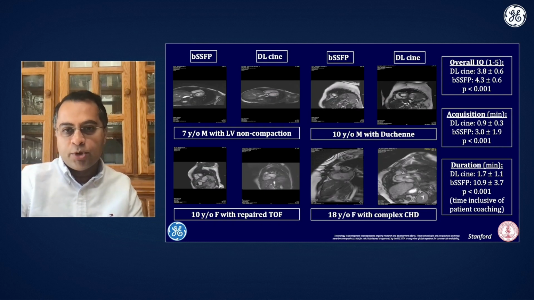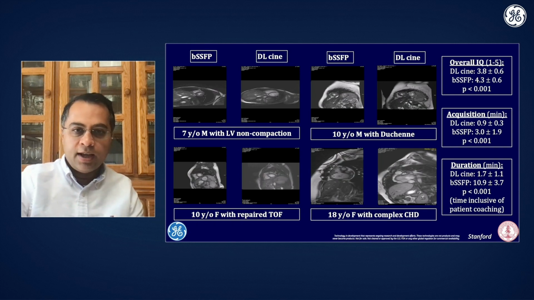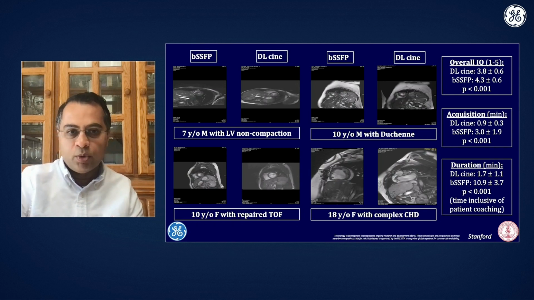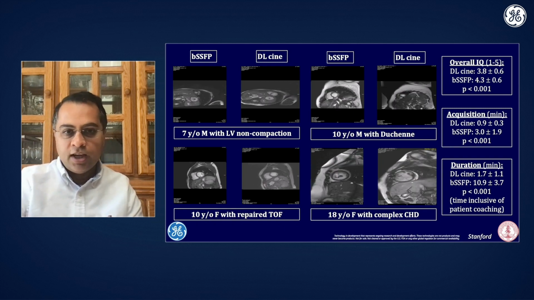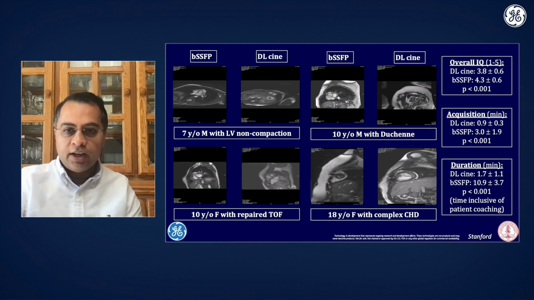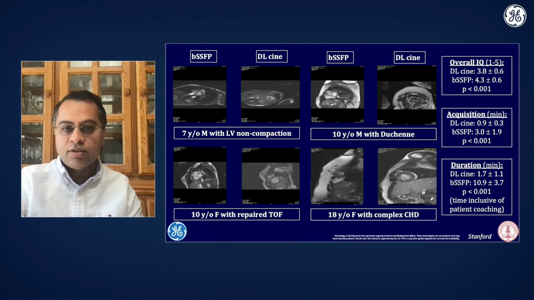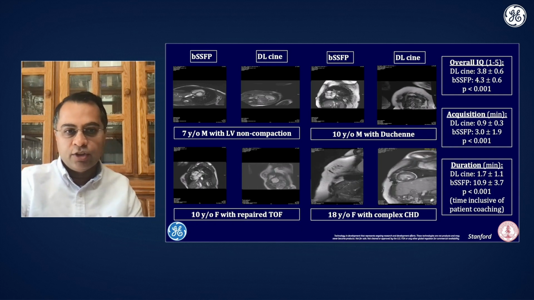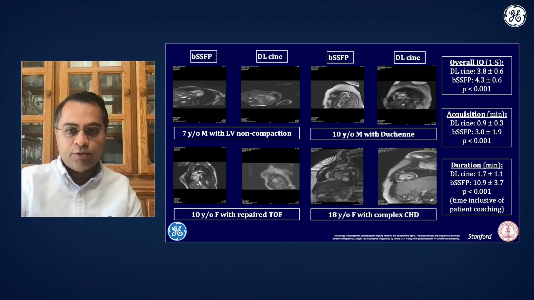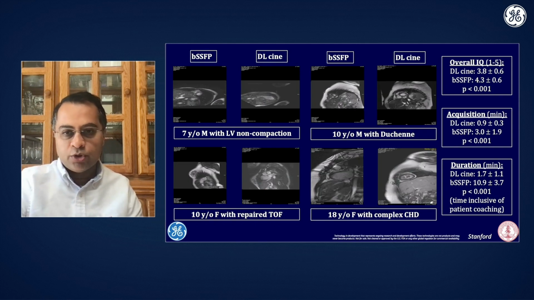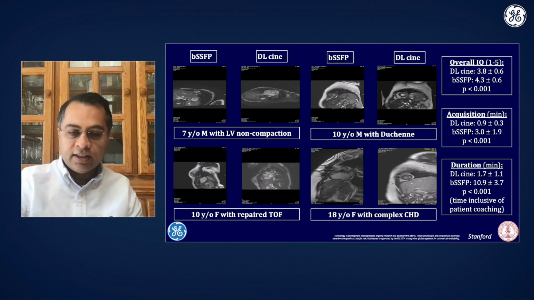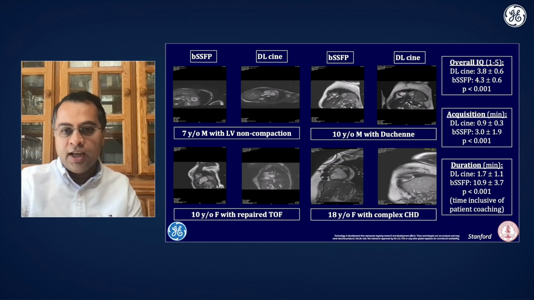Here's just some representative numbers that you can see and some cases. So an example was a 7-year-old with non-compaction and also a 10-year-old with Duchenne's, both cases where it's very difficult to get good breath holds. And the key point that I'd like to draw your attention to is if you look at that bottom right box, it lists the duration of the scan for each of these. And you'll see it's under 2 minutes for a deep learning approach and over 10 minutes, including the time that it takes to coach the patients, with the conventional approach.